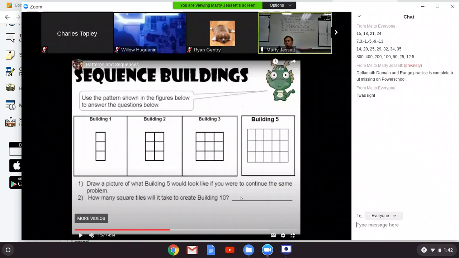Okay, so you might get this by continuing drawing pictures. You might get it some mathematical way, a numeric way, or you may use a table, something like that. So if you want to put your answer in the chat about how many you think it's going to take, that would be great.